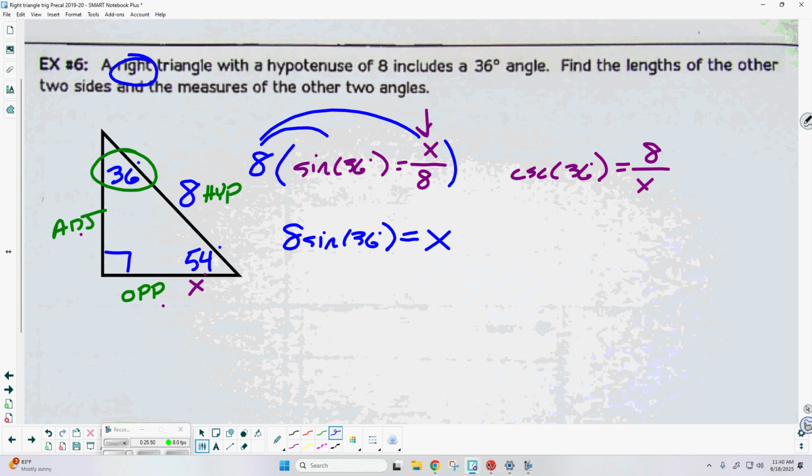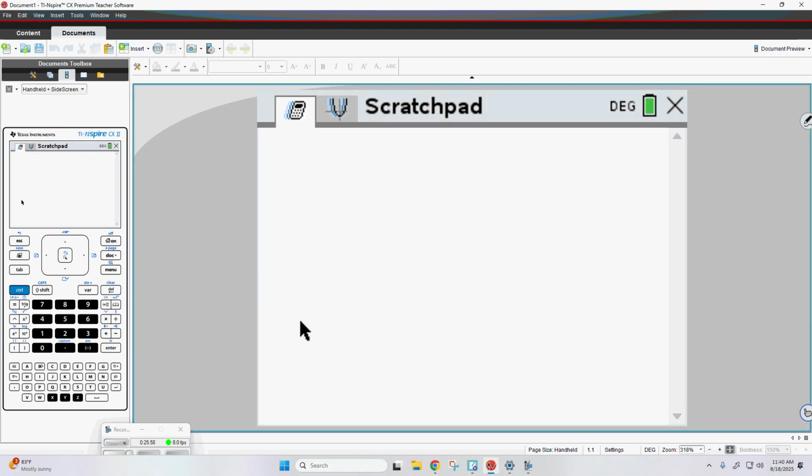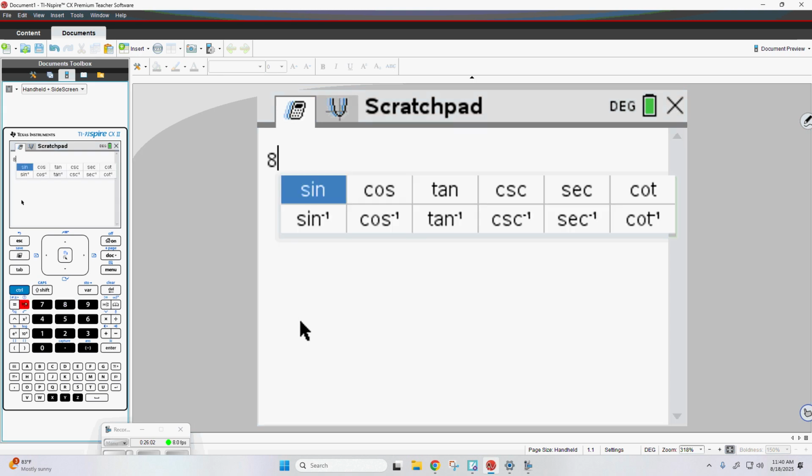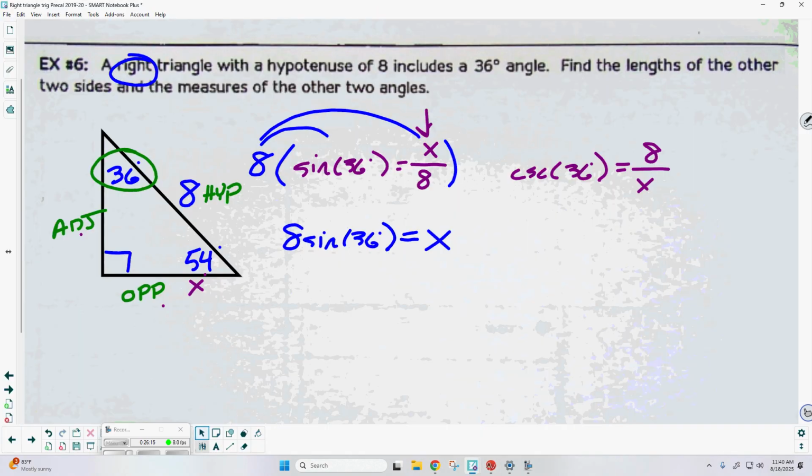Okay, let's plug this in. So 8 sine of 36 degrees. Come on over to my calculator. Let's get rid of this. Okay, so document B will wipe out your calculator. So 8 times the sine of 36 degrees, let's say to 1 decimal place. So let's say 4.7. That's the length of our base here. Okay. So about 4.7 units.